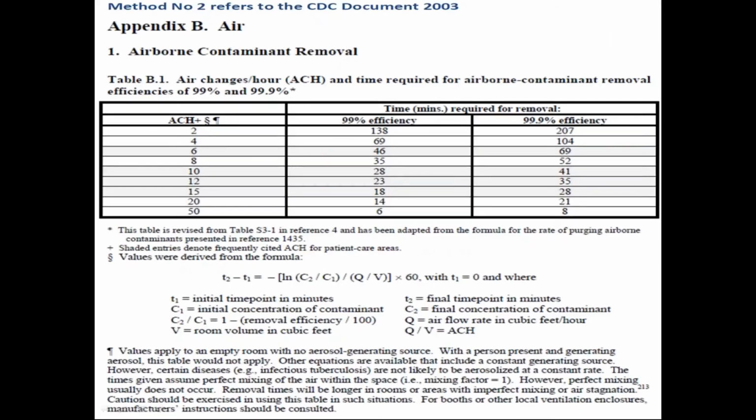This is the table within Appendix B of the CDC, and you can see the higher the air changes, the better the reduction in airborne concentration and the shorter the recovery time. So at 10 air changes there, you can see 28 minutes, and the higher the air changes, the shorter the time before you can use the room.